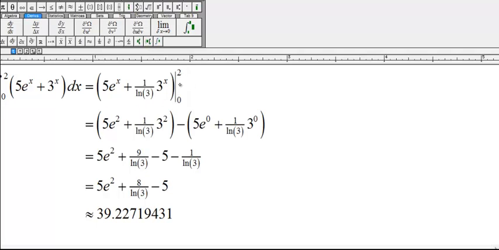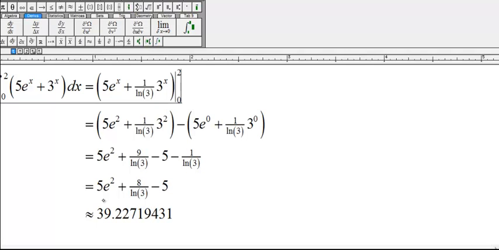And then this is plug in the top number, plug in the bottom number. Now these to the power 0 are 1. We've got to distribute the minus. This becomes minus 5 minus 1 over log of 3. 3 squared is 9, so that's 9 over log of 3. And we do a little combining of terms here. 9 over log 3 minus 1 over log 3 is 8 over log 3.